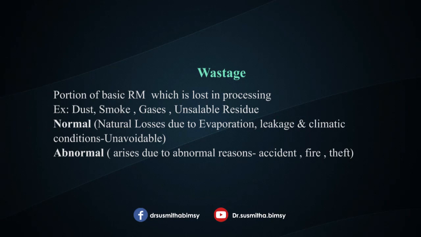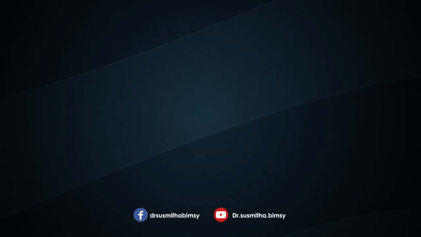What do you mean by normal waste? Normal wastage is natural and incidental to production. It arises due to the inherent nature of raw material, so it is unavoidable. For example, losses due to evaporation, leakage, climatic condition, or loss on account of bulk issuing materials into small lots. All these are examples of normal waste. And what do you mean by abnormal waste? As the name indicates, abnormal waste is one which arises due to abnormal reasons such as accident, fire, theft. It is avoidable.